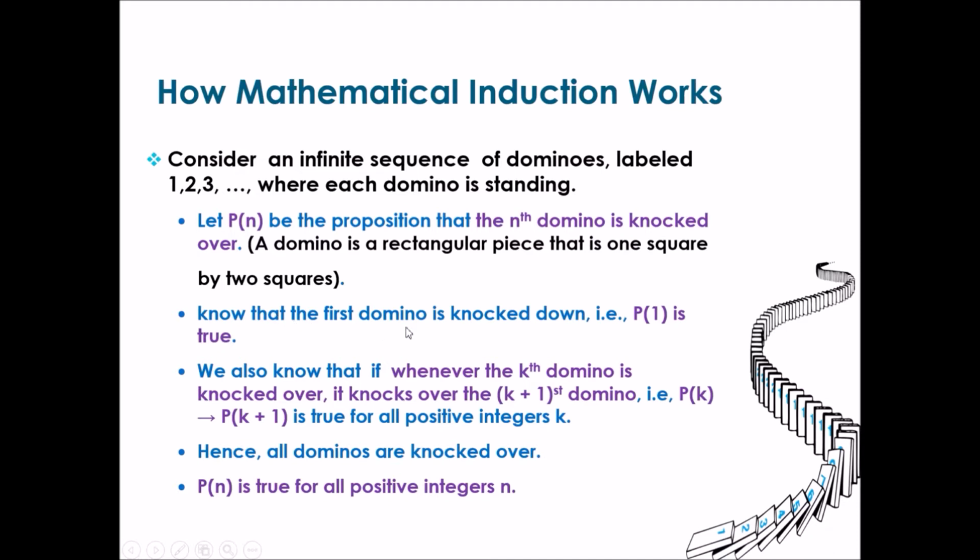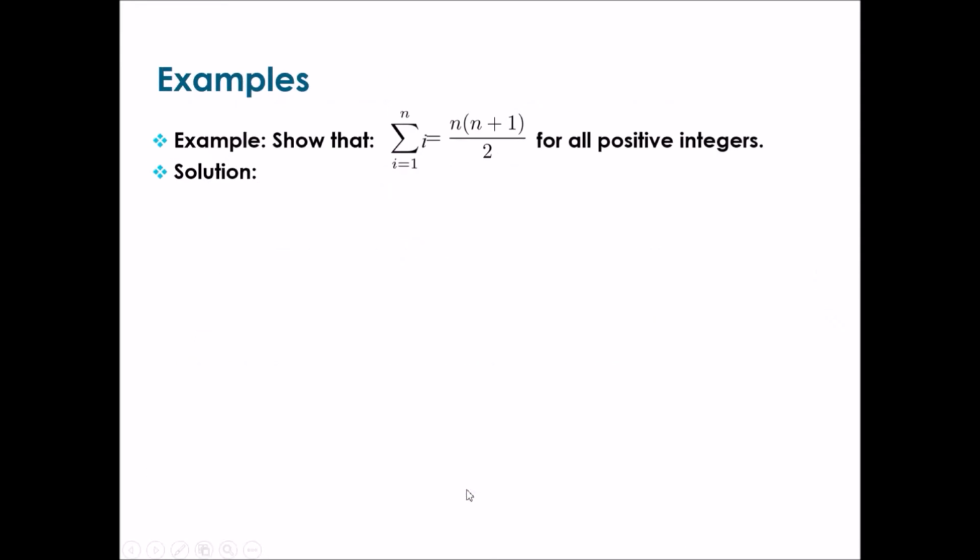So we know that the first domino is knocked down, that is P1 is true. Now we also know that whenever the kth domino is knocked over, it knocks over the k plus first domino. So Pk implies Pk plus 1 is true for all integers k, hence all the dominoes are knocked over, that is Pn is true for all positive integers.